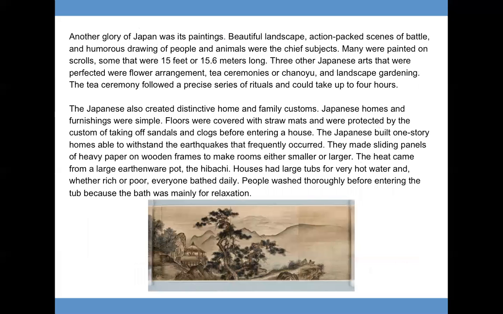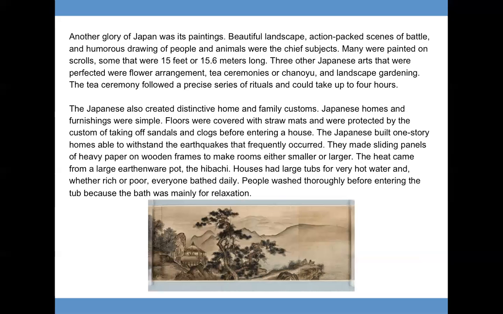Another glory of Japan was its paintings. Beautiful landscape, action-packed scenes of battle, and humorous drawings of people and animals were the chief subjects. Many were painted on scrolls. Some were 15 feet or 15.6 meters long. Three other Japanese arts that were perfected were flower arrangement, tea ceremonies or chanoyu, and landscape gardening. The tea ceremony followed a precise series of rituals that could take up to 4 hours.